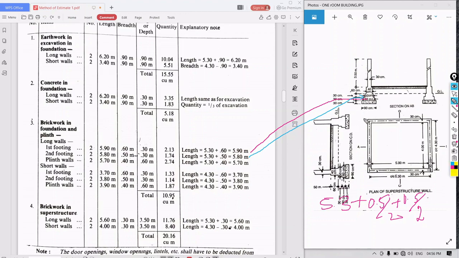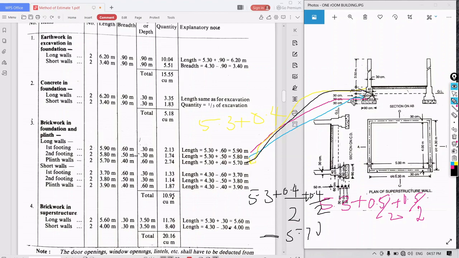So the plinth walls. This is for the plinth walls. That is how we need to calculate. That is 5.3 plus the breadth of the plinth wall, that is 0.4. It is not visible, I think. So 5.3 plus the width, that is 0.4 by 2 plus 0.4 by 2. So you will get 5.70. So it is for your plinth wall.